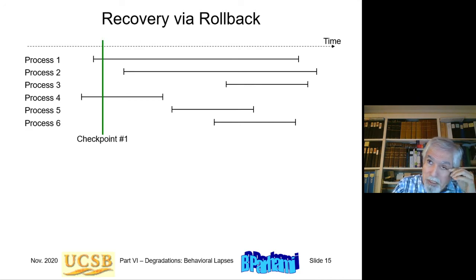Some external mechanism, maybe the operating system, indicates that we should checkpoint. And then the processes that are running at that point, this one and this one, will save the checkpoint. The other ones are not started yet. Then we may have another checkpoint. Those three processes will checkpoint.